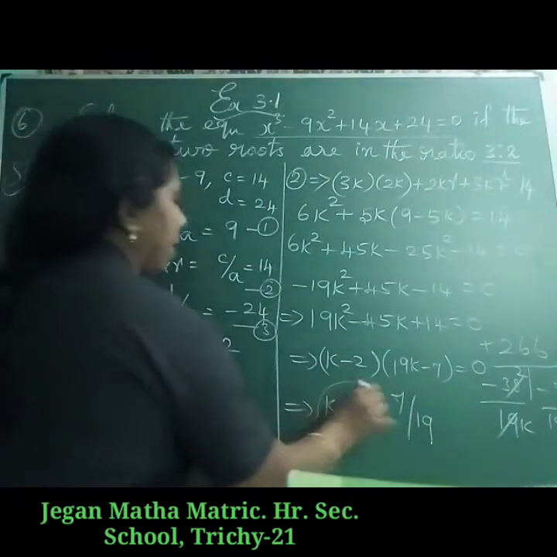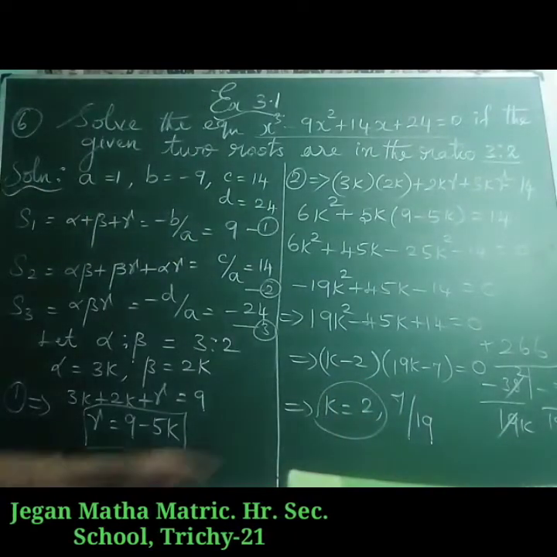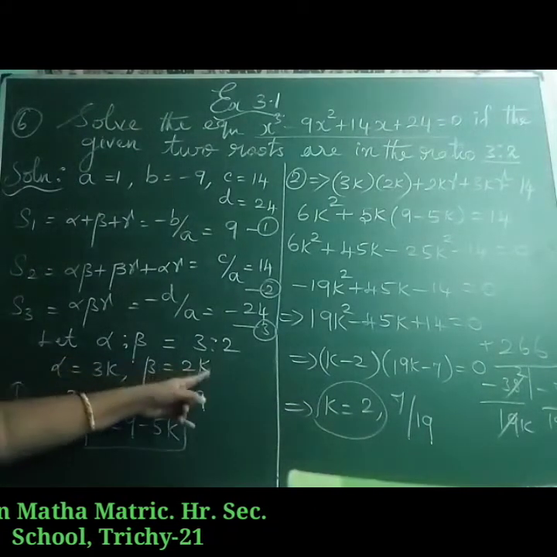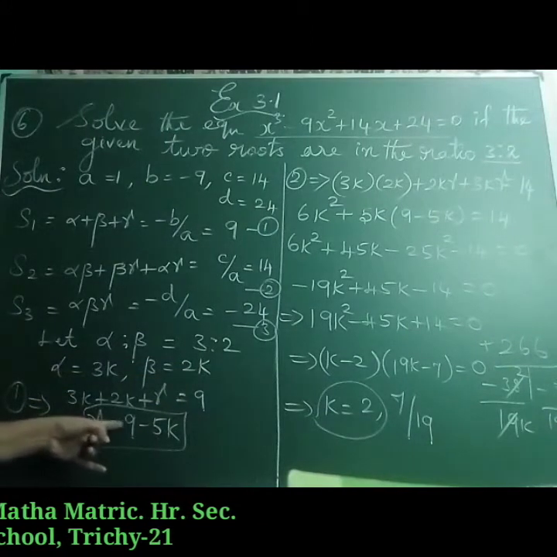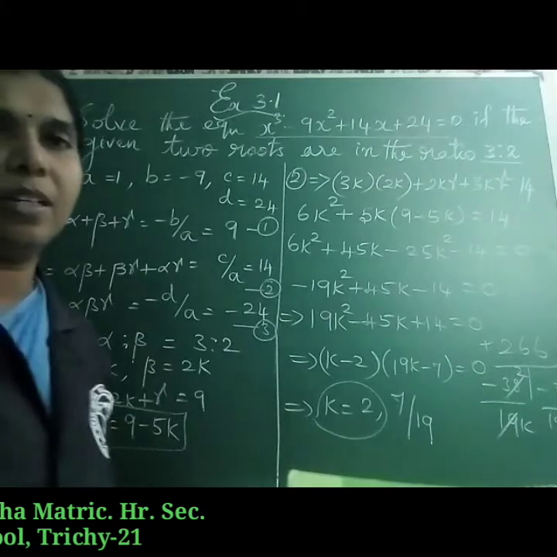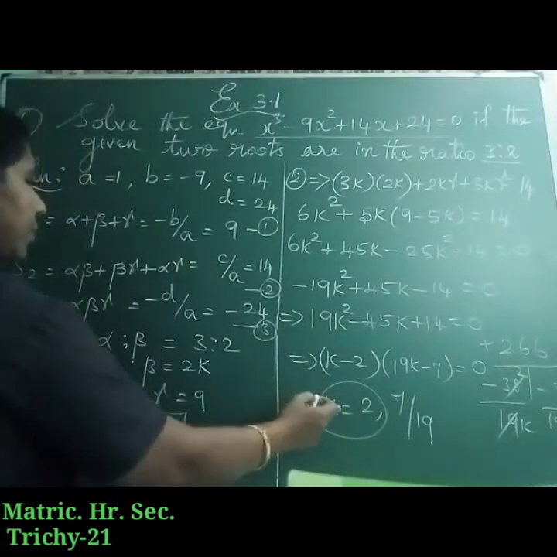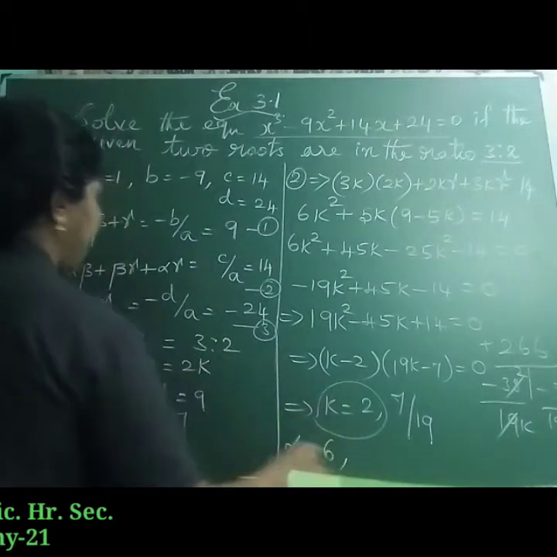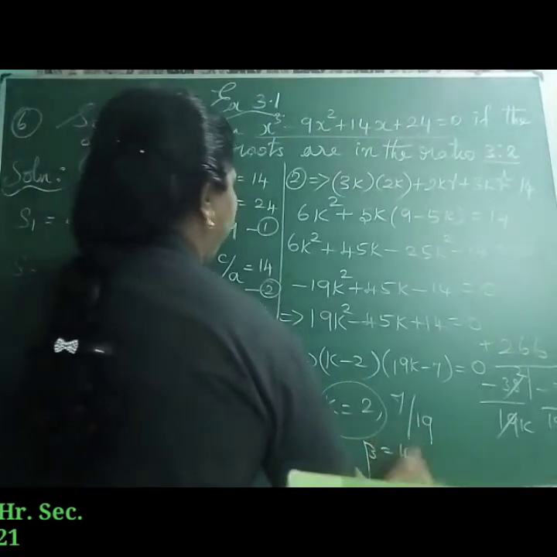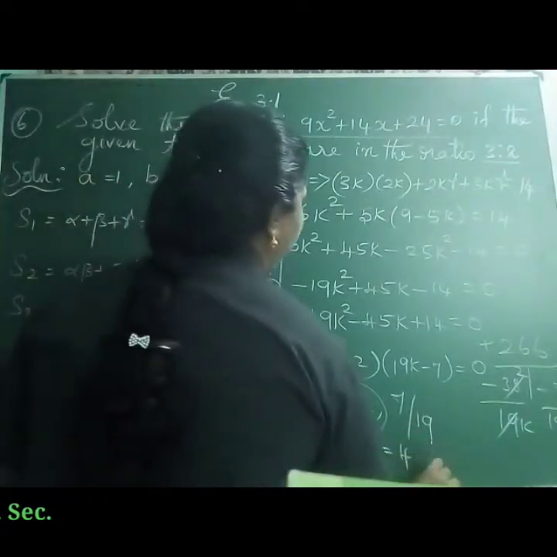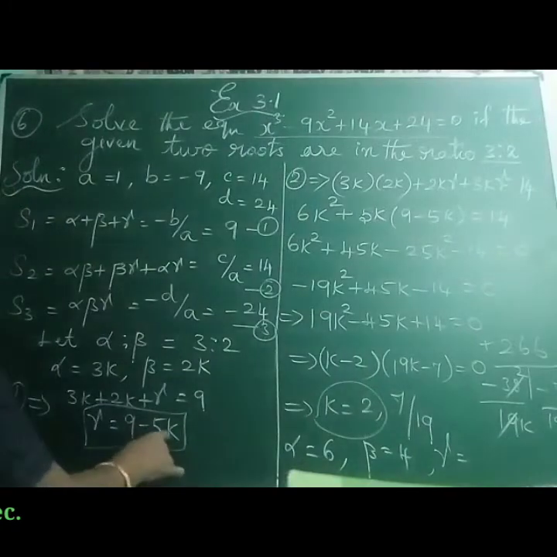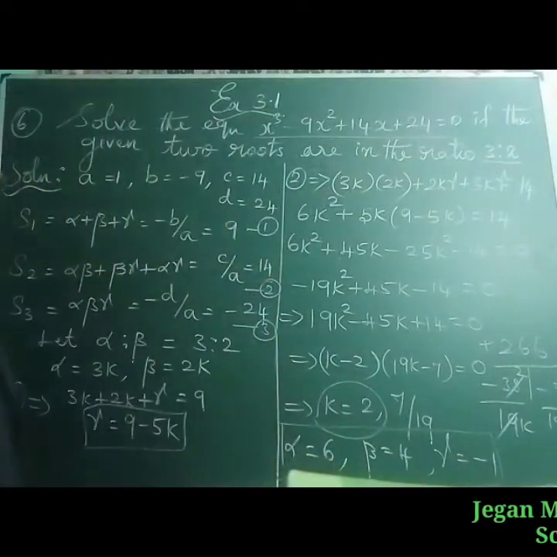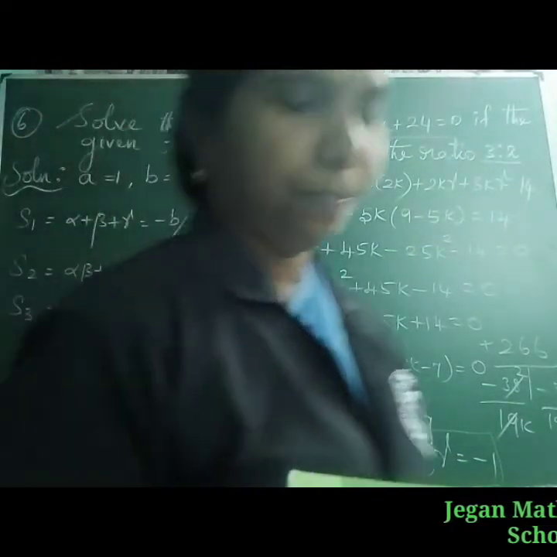If you want to find the roots, let us use k is equal to 2. Then alpha equal to 6, beta equal to 4 and gamma equal to 9 minus 5k, which means minus 1. Therefore, the three roots are, substituting the value of k here, alpha equal to 3 2s are 6, beta equal to 2 2s are 4 and gamma equal to 9 minus 10, so gamma equal to minus 1. Like this, we can find the roots of the given equation.